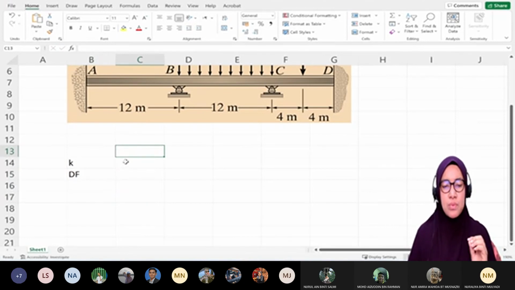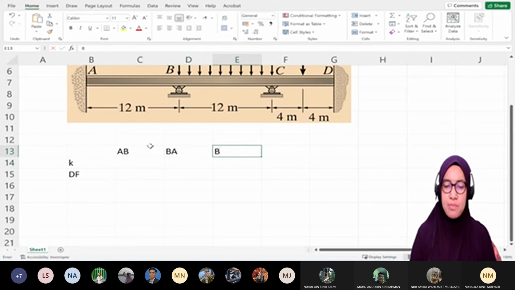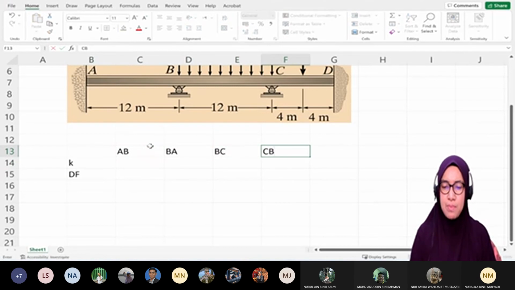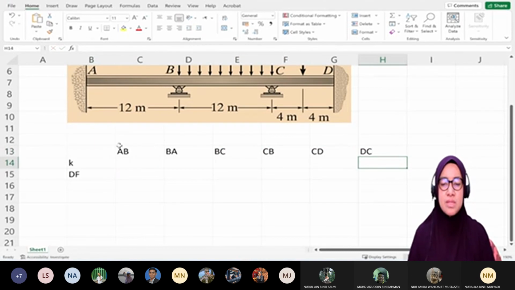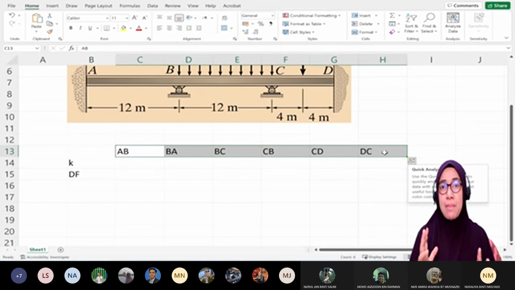We have 6. So we have AB, we have BA, we have BC, we have CB, CD as well as DC. So 6. Okay, representing each end. Member AB ada ABBA, member BC, BCCB, member CD, CDDC. So this will be representing 6 member and moment.